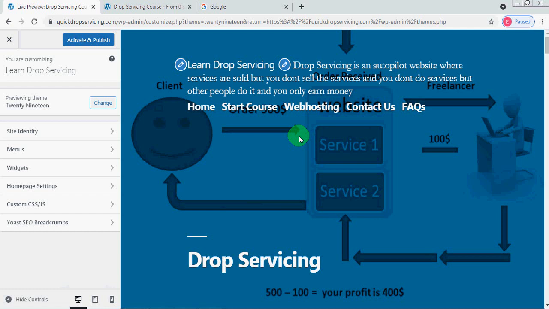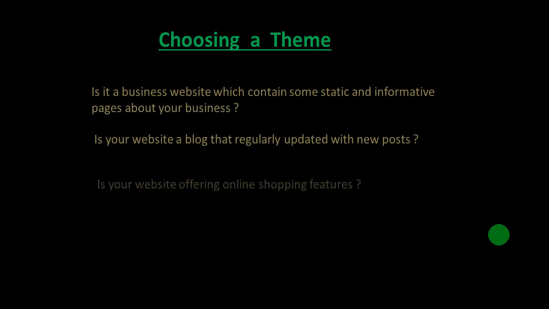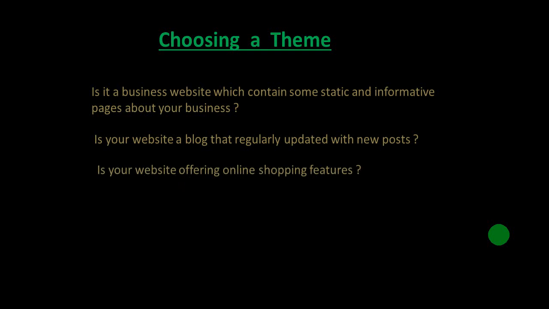We will discuss in a while how to install and activate themes, but first we will discuss how to decide which theme is suitable for your website. For choosing a theme for your website, you will need to determine what the purpose of your website is. Is it a business website which contains some static and informative pages about your business? Is your website a blog that is regularly updated with new posts? Is your website offering online shopping features?